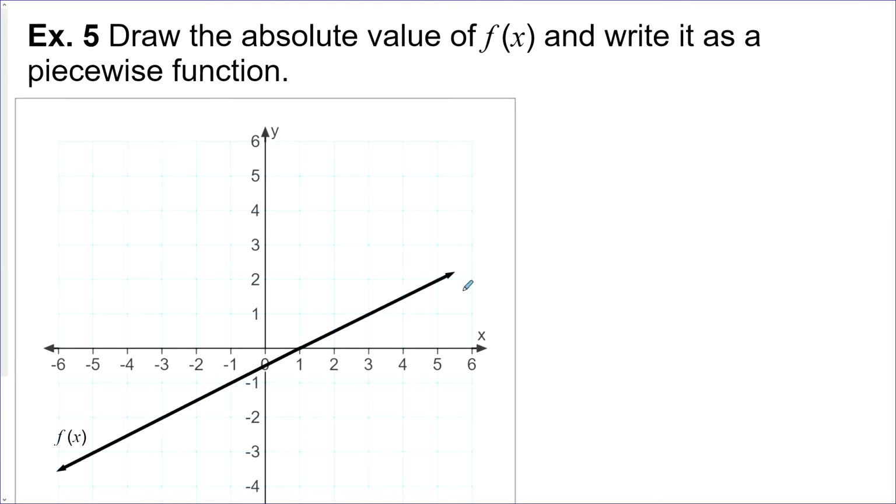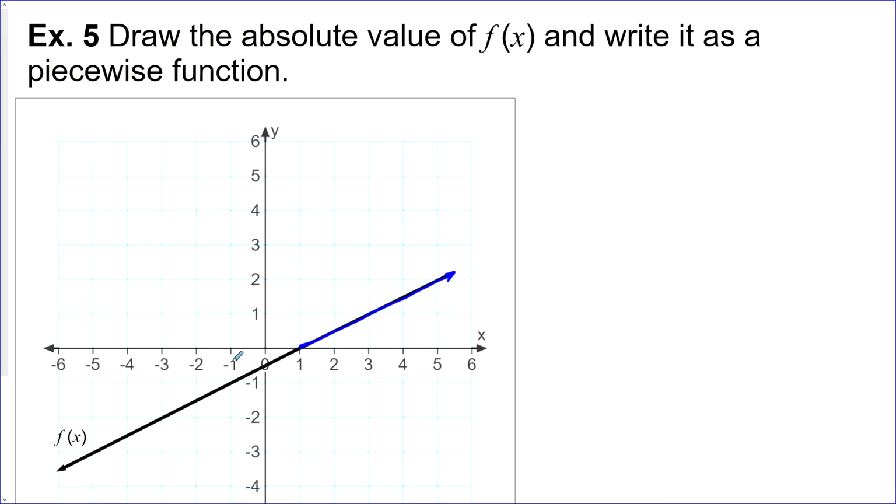Now we're given the graph, and we want to take the absolute value of it. We're not given the equation. So first we want to draw the absolute value of f of x. Right here, f of x is already positive, and so nothing is going to change. It's this part down here that's negative. We want to make it positive.